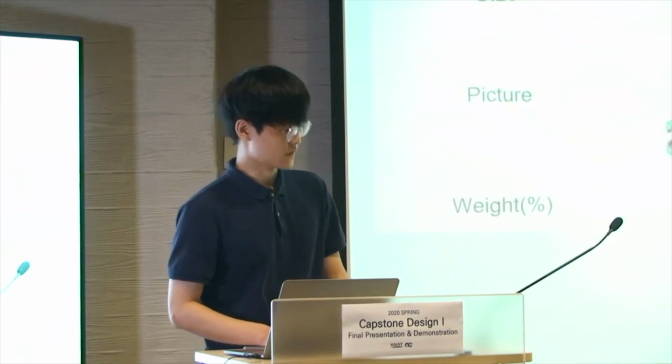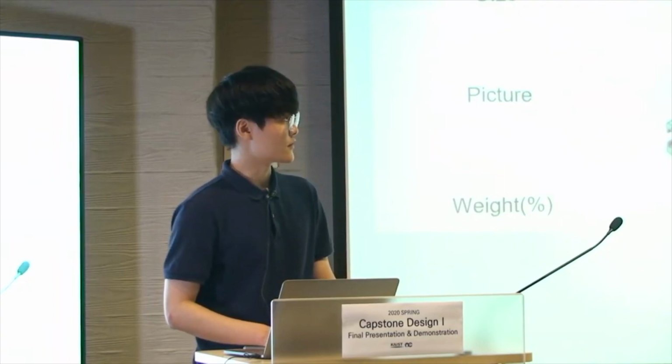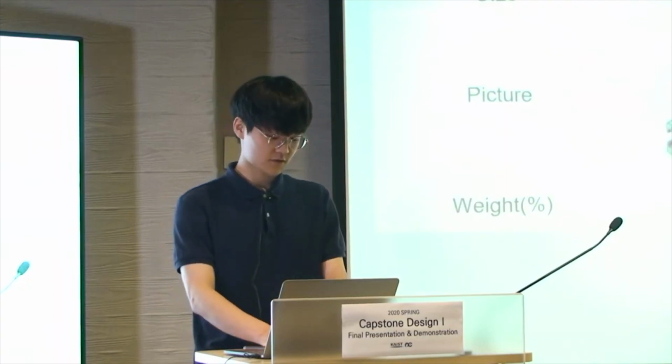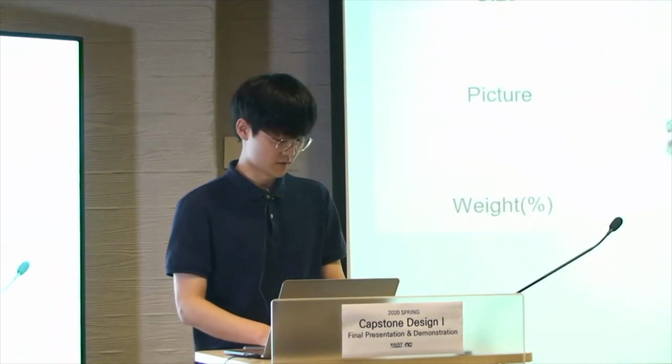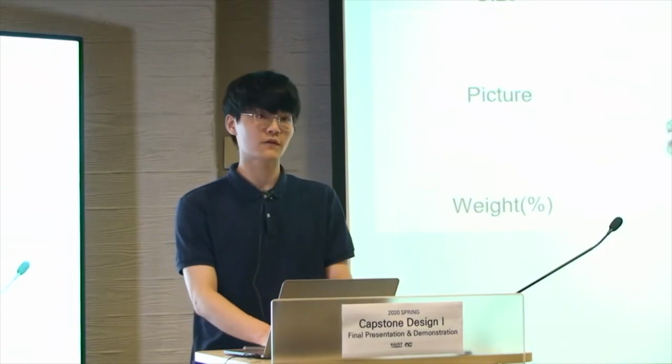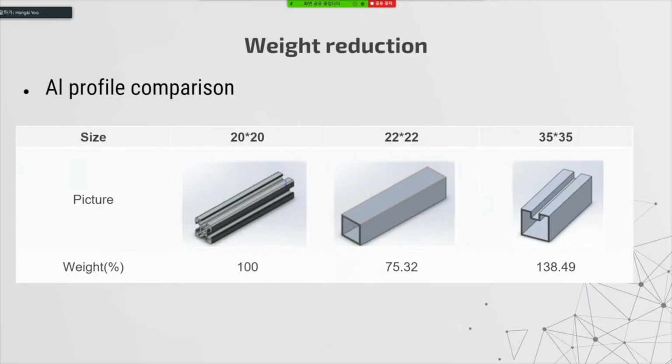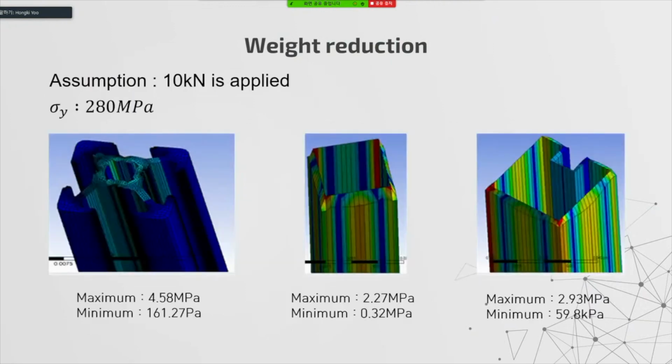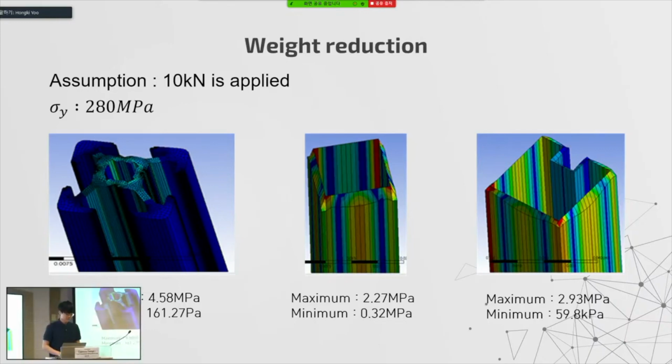Next is weight reduction. To reduce the weight, changing the bar is the best option. So we found some different aluminum profiles that are used in real life. We checked that all of these are safe under a force of 10 kilonewtons. So we can use this 22 by 22 profile, which is the lightest.